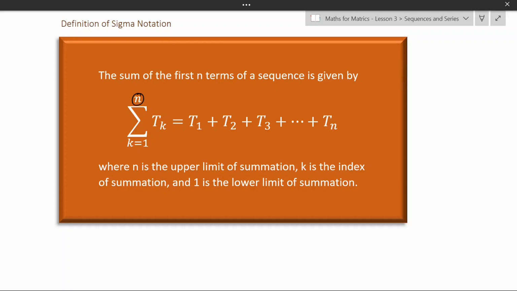This n represents the upper limit of summation. We can say in layman's terms that this is where the series ends. This 1 represents the lower limit of summation, or we say that it is where the series starts. k represents the index of summation. And tk will most of the time be the general term of a sequence. But be careful because it might take up several forms. And this is a series.